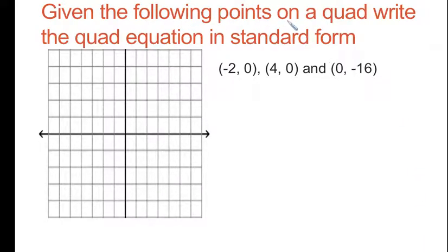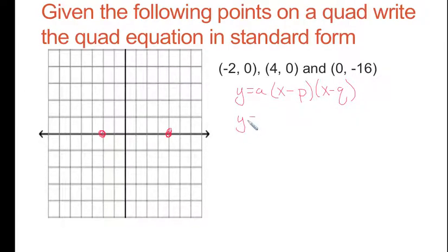Now, given the following points on a quadratic, write the quadratic in standard form. So we know this one crosses at negative 2, 0 and 1, 2, 3, 4, 0. Now, we have all these different forms from yesterday. Well, this one would work to put in intercept form. I can't remember what letters we used yesterday. I think it was P and Q.